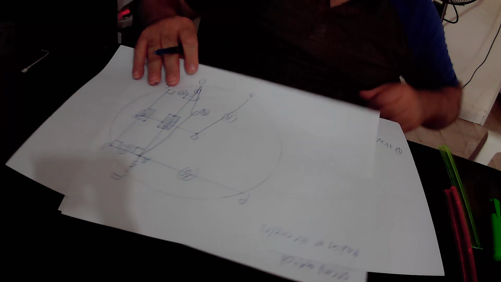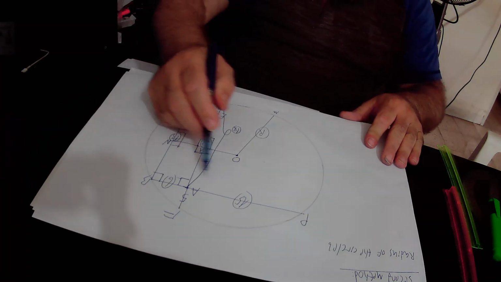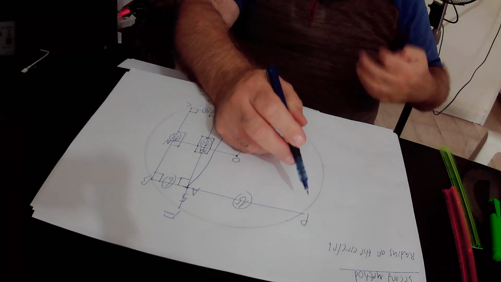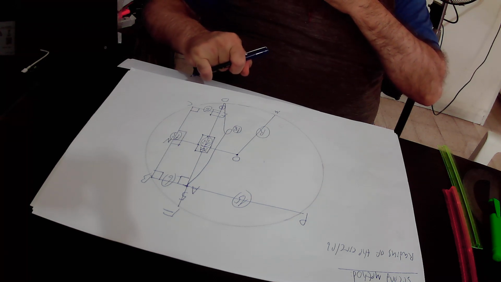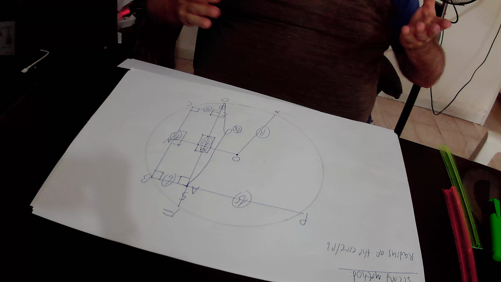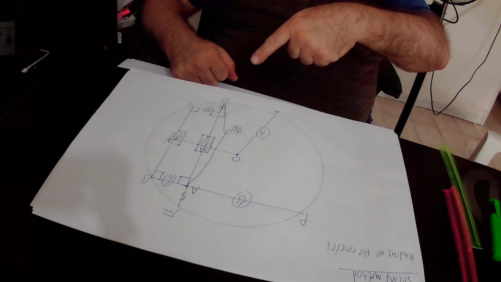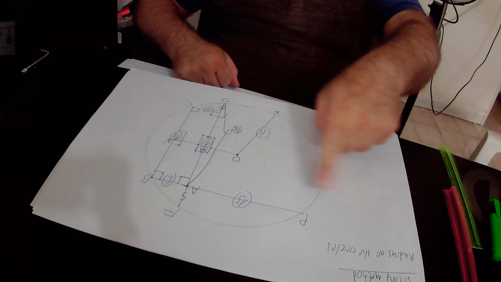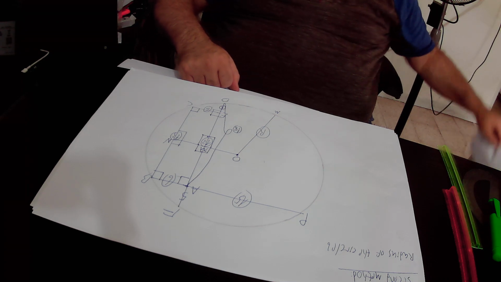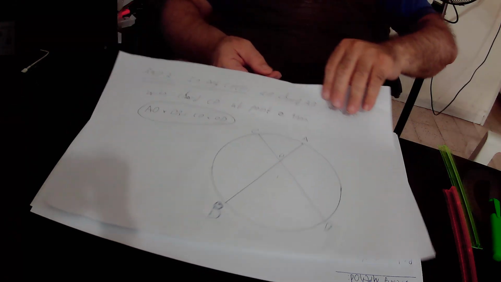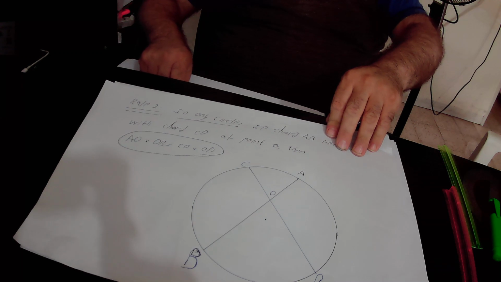In the next step, we extended side BA by a straight line until it touches the circle at point P. And then we have here chord FD that intersects with chord PB at point A. Therefore, we can implement here old rule number 2. I remind you what old rule number 2 is.